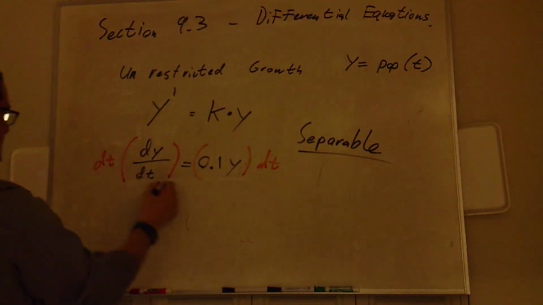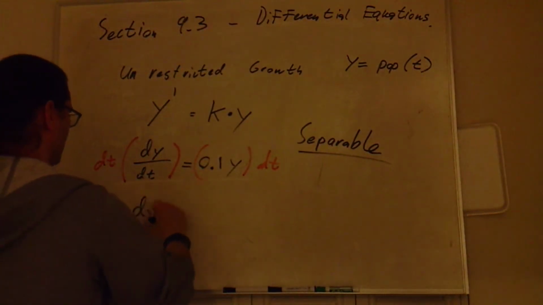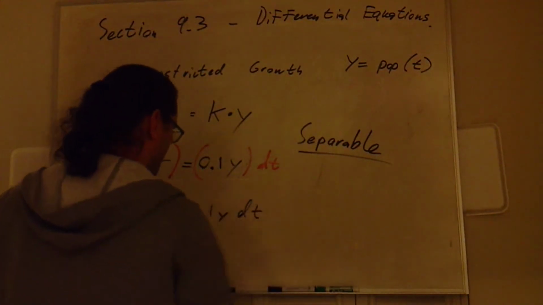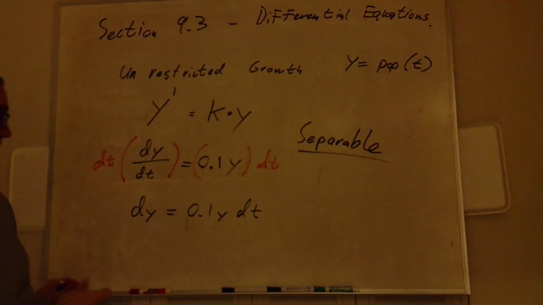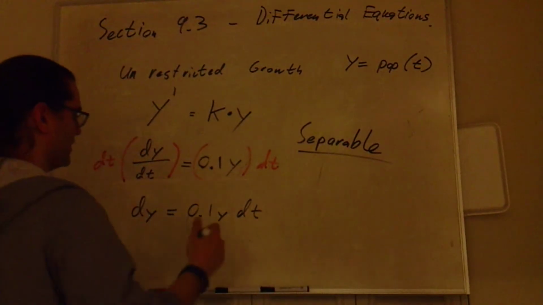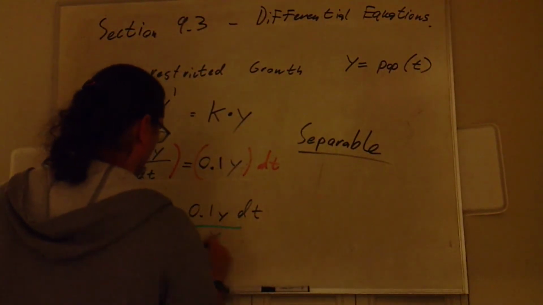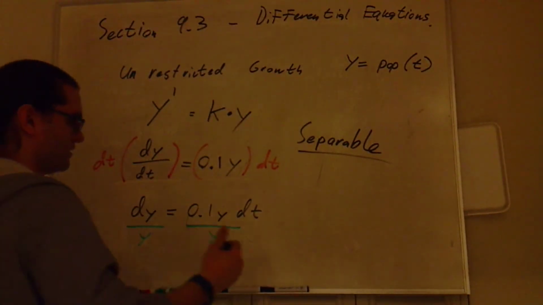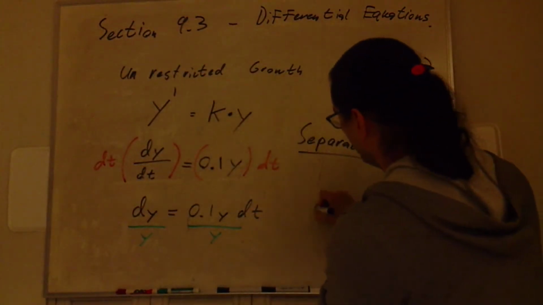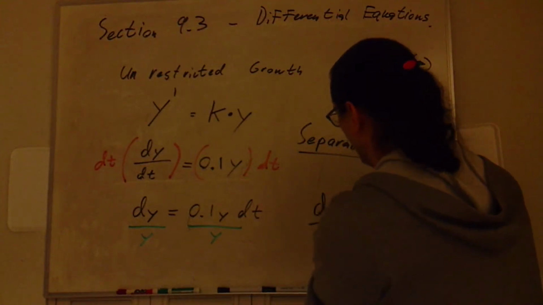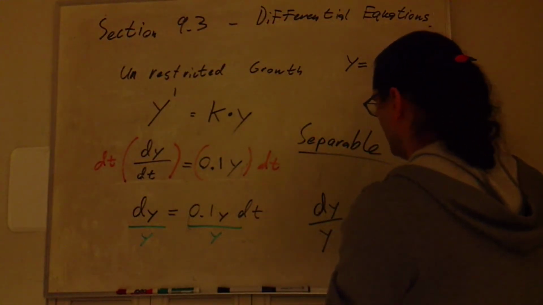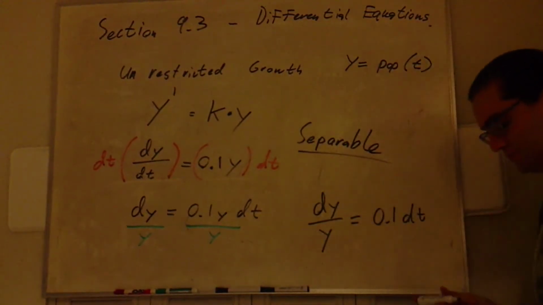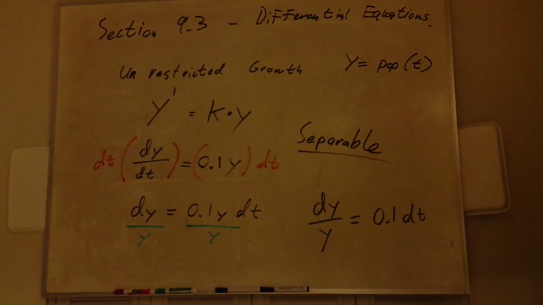Which will cancel this and leave me with dy equals 0.1 y dt. And then I'm going to divide both sides of this equation by y, which will leave me with dy over y equals 0.1 dt. So this is what I mean by separable.